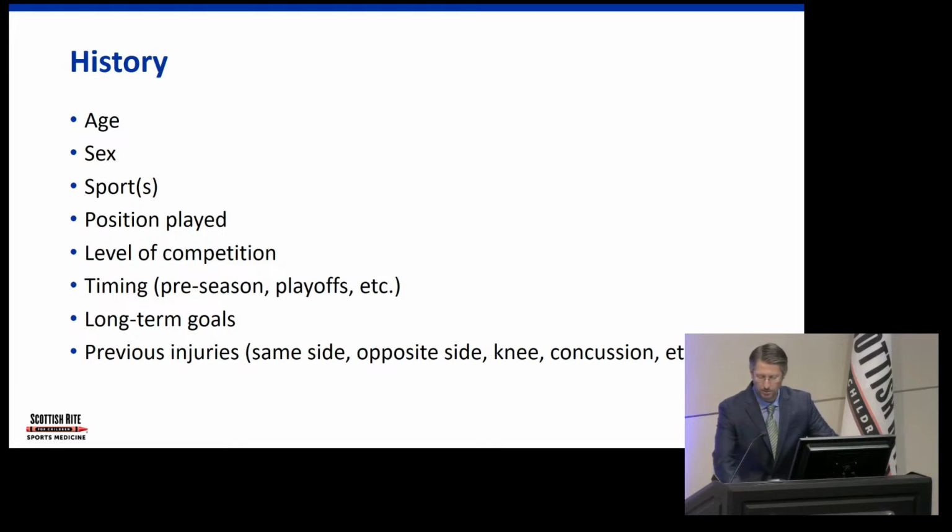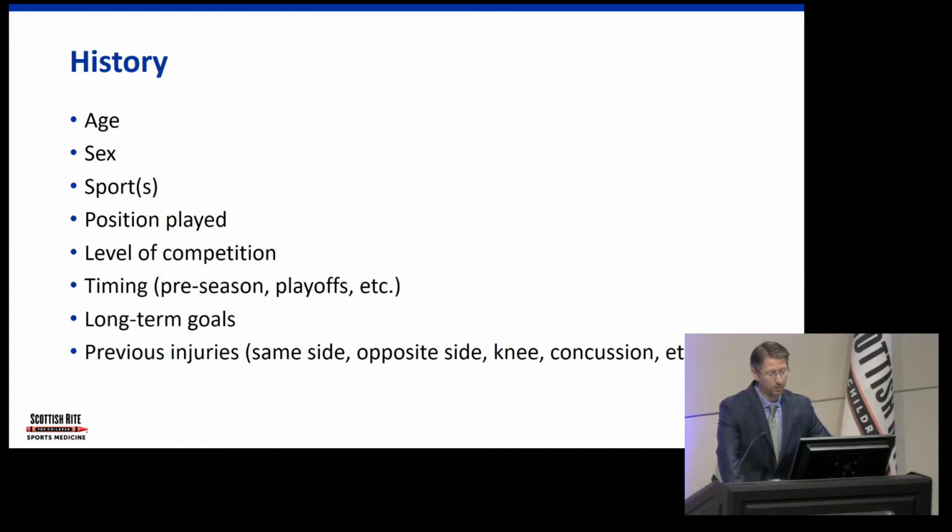We'll talk through some of these as we go through the talk, but age, especially in our youth athletes, is going to make a big difference, and we'll talk about that as we progress. But the sex of the athlete, what sport do they play? What position do they play? What level of competition? Is this recreational, a club sport, or a school sport? Where are we in terms of the season? Is this preseason? Is this playoffs? Is this right in the middle of the season or the first game?